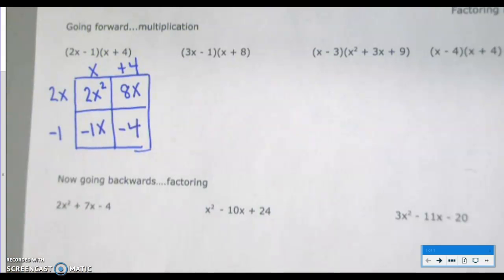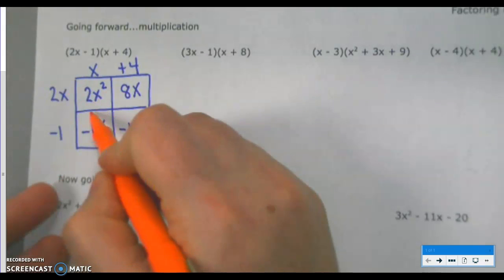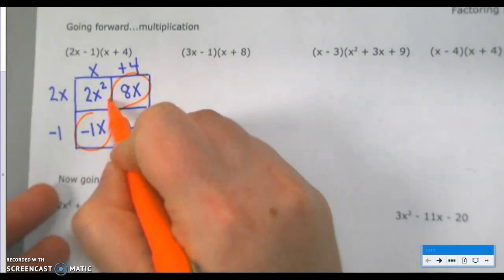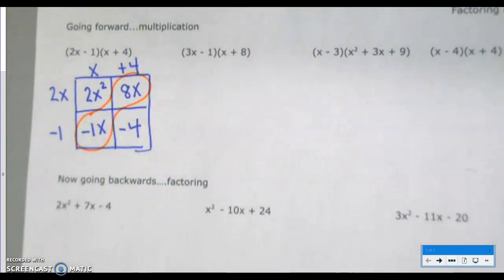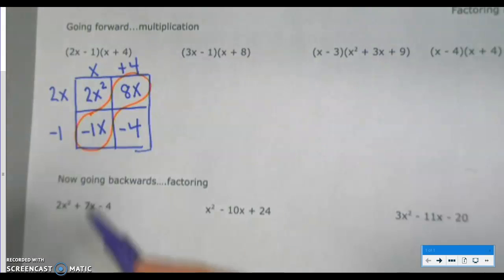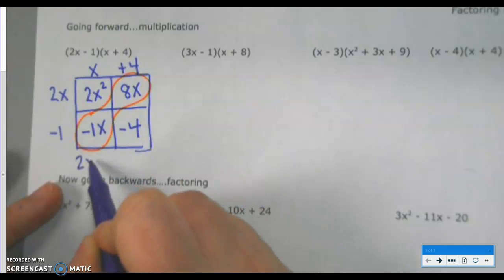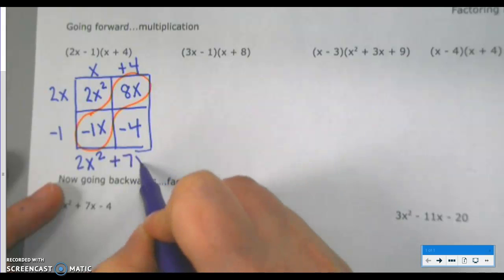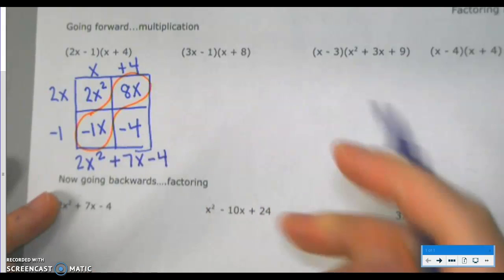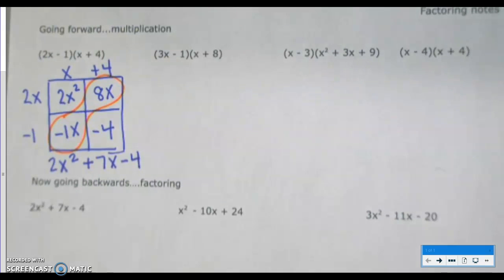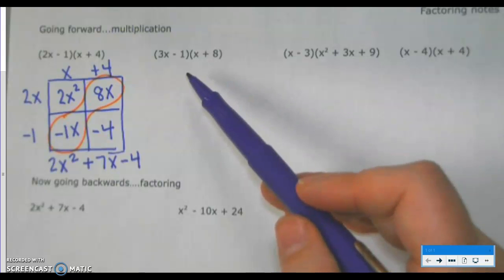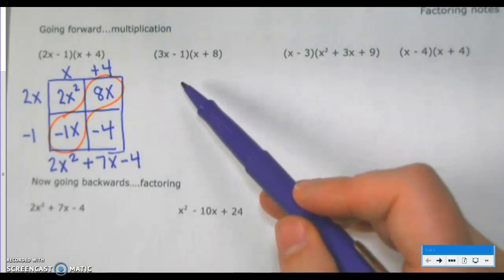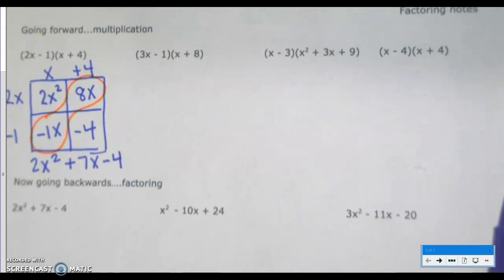You can also use FOIL or double distribute. Like I said, every teacher has their own way of naming these steps, but it's all going to give you the same result. So those need to be combined because those are like terms. So my final answer would be 2x squared, 8x minus 1x is 7x, and then minus 4. All right, the next one is just like it, so you should probably do that one on your own, and then in class we can go over the answer to that one.